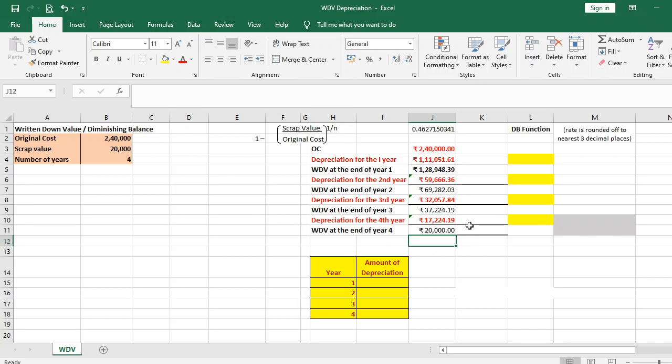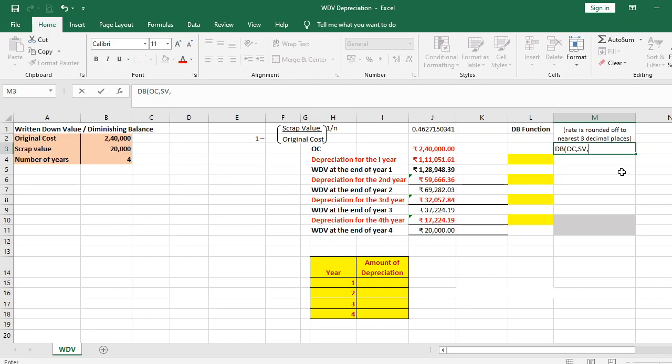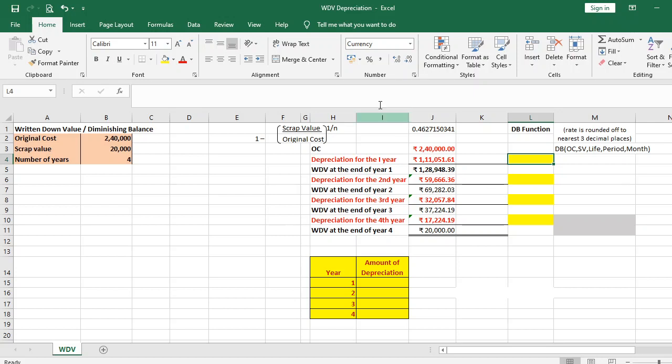Okay, we can also use DB function to determine the amount of depreciation for various years. Okay, we have already seen what is the formula. It is DB, then we know that it is original cost, comma, scrap value or salvage value, then life of the asset, and then period, then number of months in the first year. Okay, so we shall verify. I'll do it here for the first year.